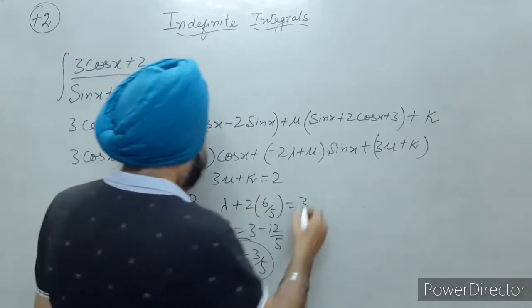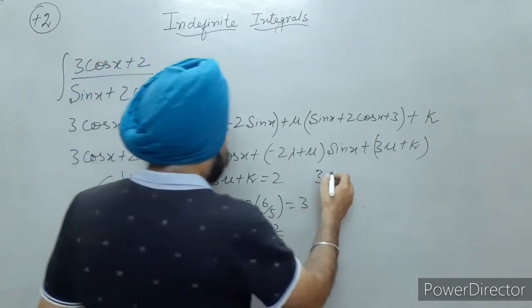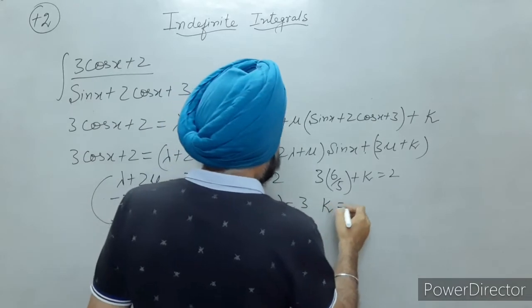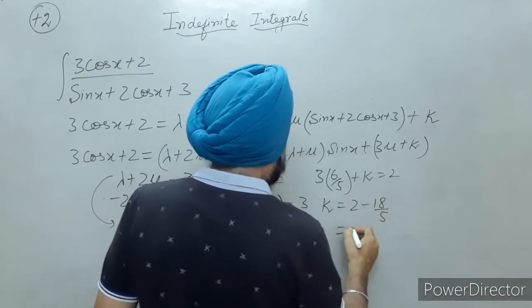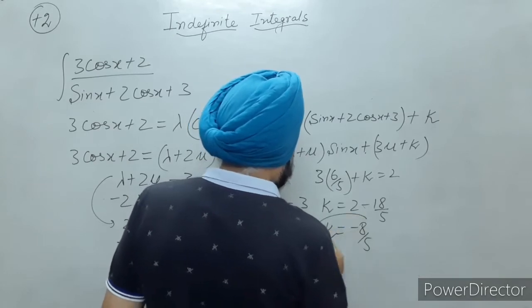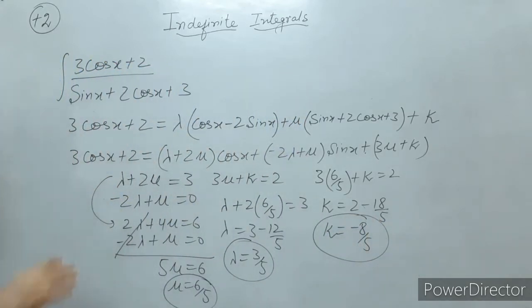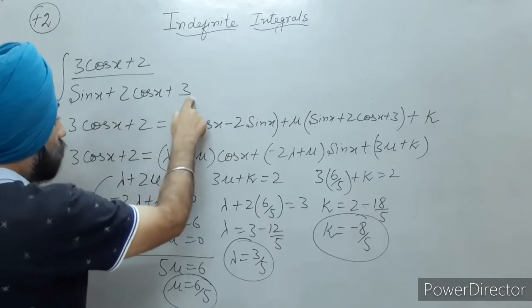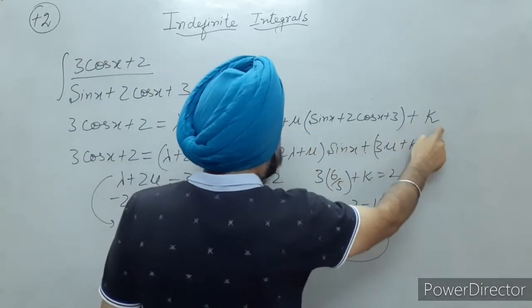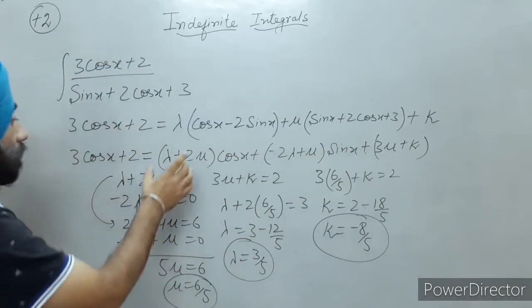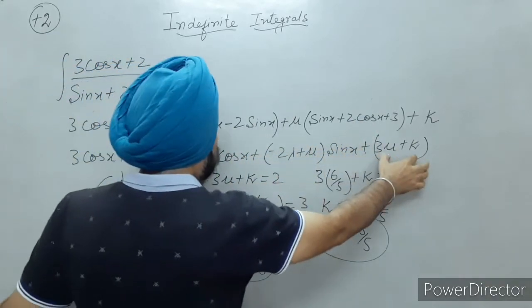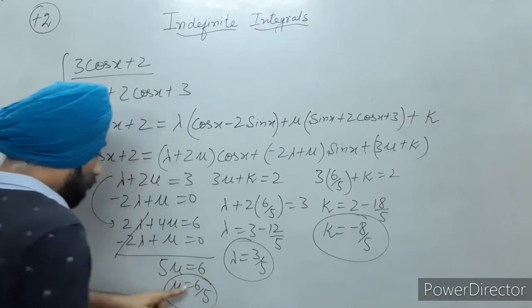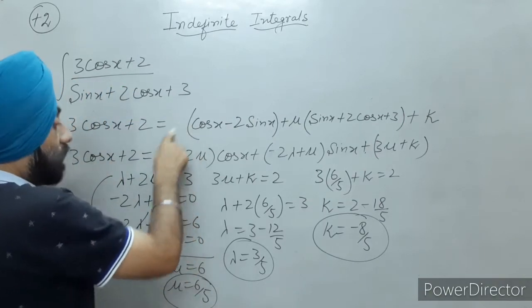Just fill the value of mu to get k. 3 times mu, 6 by 5, plus k equals 2. That is k equals 2 minus 18 by 5, minus 8 by 5 is the value of the constant k. Now, what we did: the numerator equals lambda times the derivative of the denominator plus mu times the denominator plus k. Open the brackets, compare the coefficients of cos x, sin x and constant terms on both sides to get the values of lambda and mu. Solve the equations. I got mu equals 6 by 5, lambda equals 3 by 5.